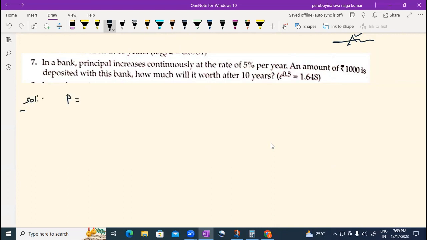So P is equal to the amount in the bank at a particular time T. P naught is equal to the principal value, what he invested. He said 1,000 rupees. And the rate of interest, he said 5%.